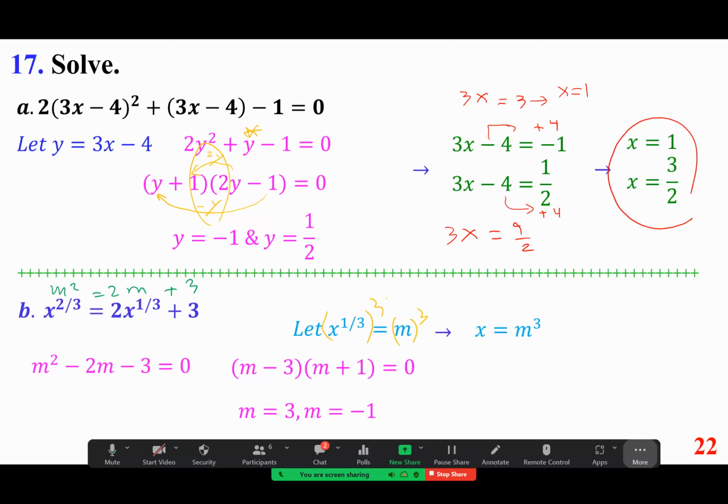When that is the case, it's either 3 cubed, which is 27, or negative 1 cubed, which is negative 1. And you can always put it back into the original equation. That's really a good practice, to put it back into the original one and check it.